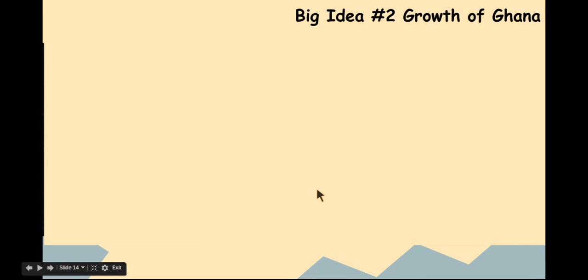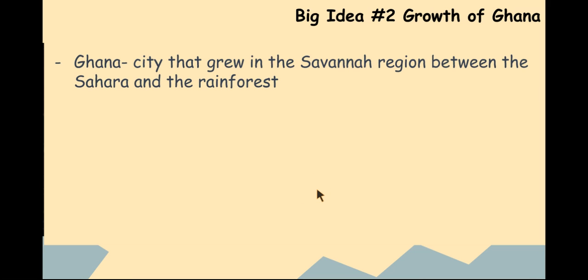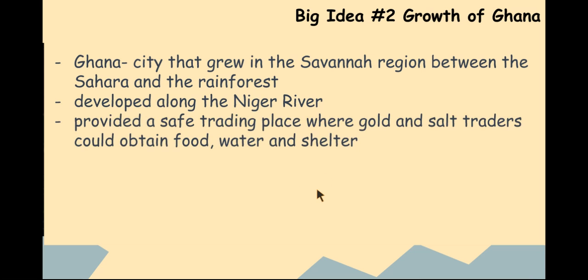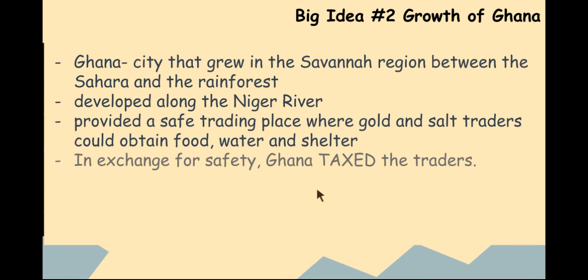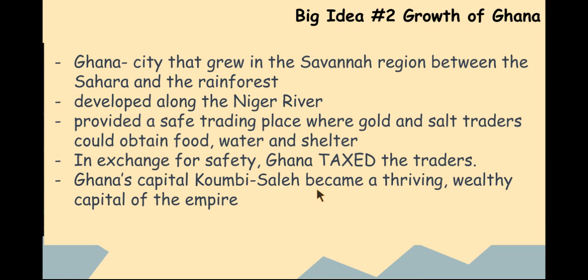Well, Ghana was the city that grew in the savannah region between the Sahara and the rainforest. It developed along the Niger River, and basically they provided a safe trading place where gold and salt traders could obtain food, water, and shelter. So they provided the spot where the trading actually happened. And in exchange for safety, Ghana taxed the traders. So Ghana's capital, Kumbi Saleh, became a thriving, wealthy capital of the empire.